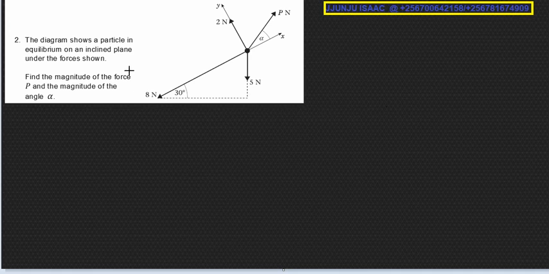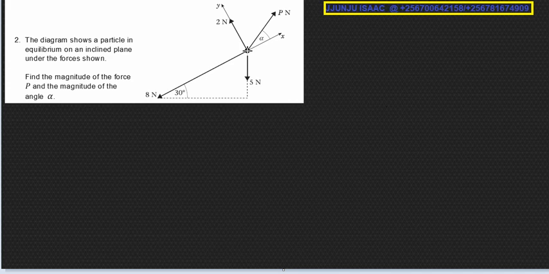Hi, now let us look at this question here. Now we have a particle which is in equilibrium. So this particle here is in equilibrium, meaning that it does not move, it is in that position. So to be in equilibrium, that means forces in one direction must balance the forces in the other direction.